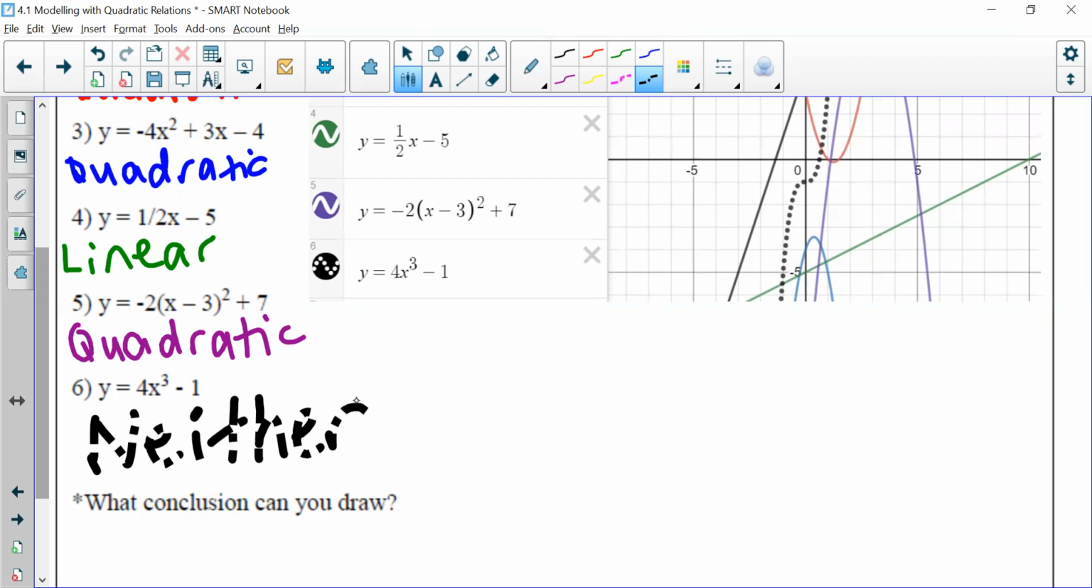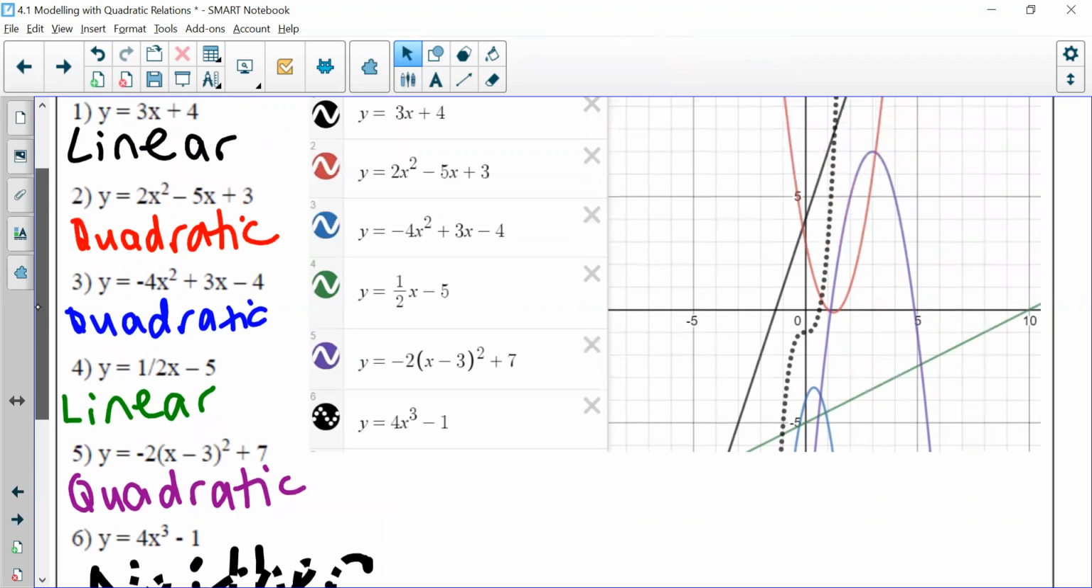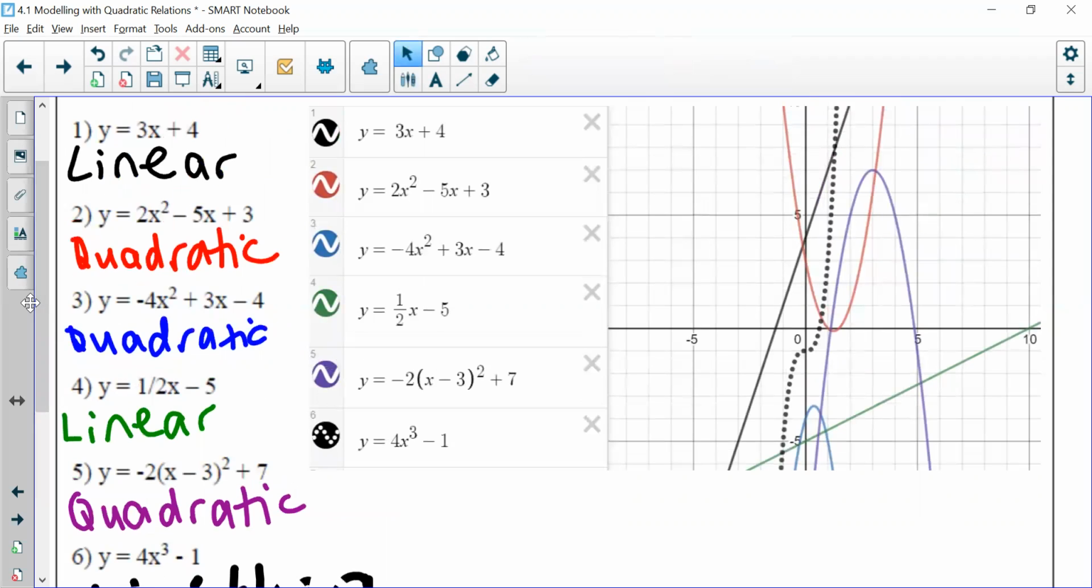It does. Okay, let's first look at the linear ones, okay? So linear was 1 and 4. Do you guys notice anything similar between the equations 1 and 4? So y equals 3x plus 4 and well, they're both linear. Yeah, but what do you notice about the equation itself?